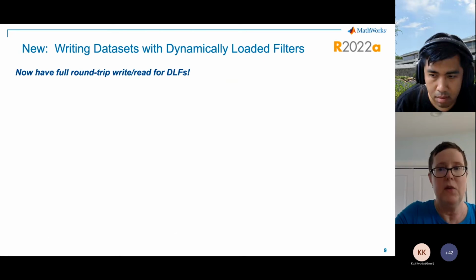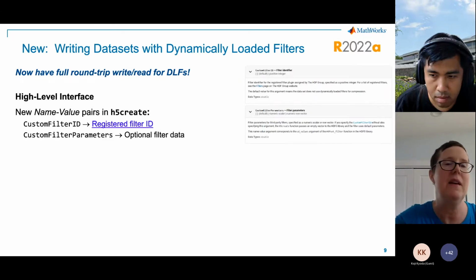Okay, so what is new in 22A? Finally, we now have full round trip read and write for, I call them DLFs because it's a lot to say, dynamically loaded filters. Sometimes I call them filter plugins, sometimes it's a DLF. But finally, we have write support. So how did we enable that, and what does it look like to the customers?